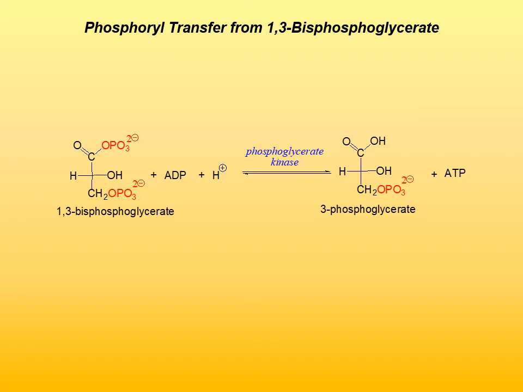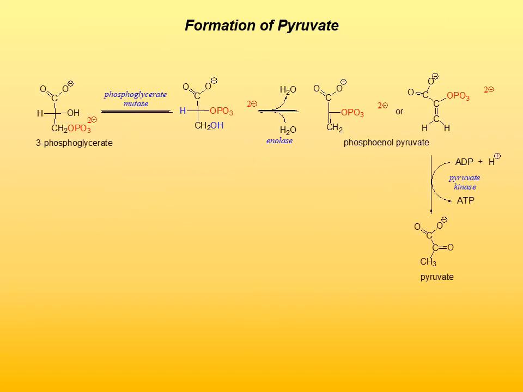1,3-bisphosphoglycerate is the compound that transfers phosphate group to ADP. Enzyme is phosphoglycerate kinase, and product is ATP. Byproduct is 3-phosphoglycerate. Phosphoglycerate is then converted to pyruvate. It is converted to pyruvate in a series of steps.